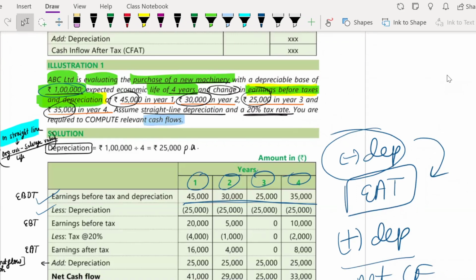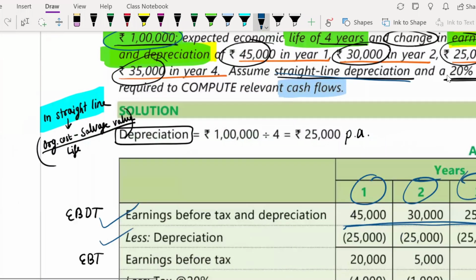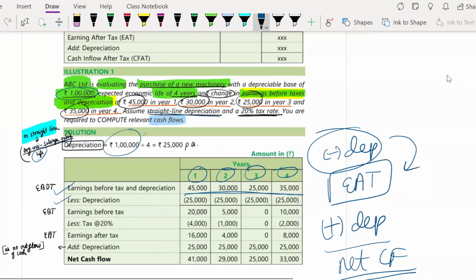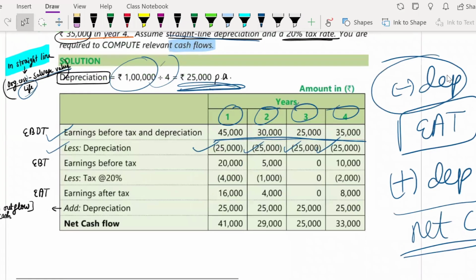Okay. Yes. So 1 lakh rupees. Under the straight line depreciation method, what is the formula of finding out depreciation per annum? You do original cost minus salvage value divided by life. So here there is no salvage value. So directly 1 lakh divided by 4 years. So every year 25,000 will be your depreciation. So 25,000, 25,000, 25,000, 25,000. You find out the earnings before tax of 20,000, 5,000 and 10,000 here. Here it is 0. Then you reduce your tax, and after that you find out your earnings after tax.